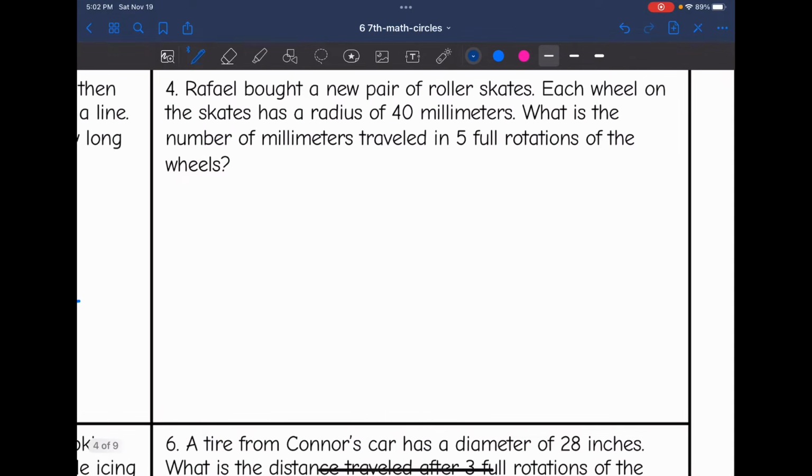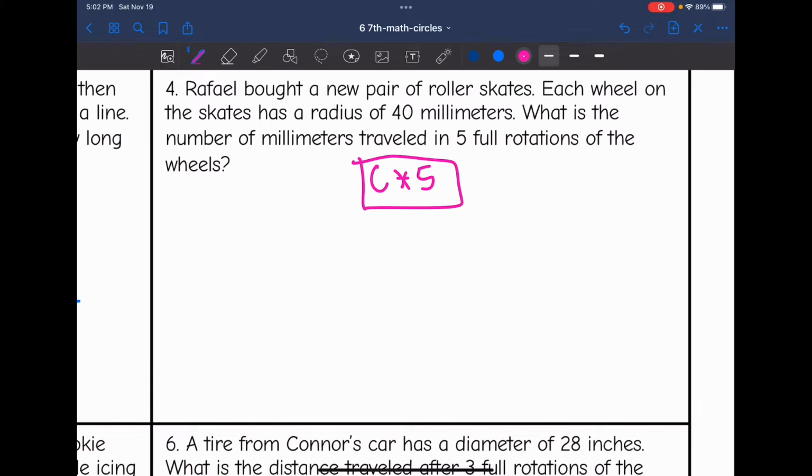Let's look at number 4. Raphael bought a new pair of roller skates. Each wheel on the skates has a radius of 40 millimeters. What is the number of millimeters traveled in 5 full rotations of the wheel? So we need to find the circumference of one of the wheels, and then we're going to multiply it by 5 since he's going to travel 5 full rotations. So we will find the circumference and then multiply it by 5.